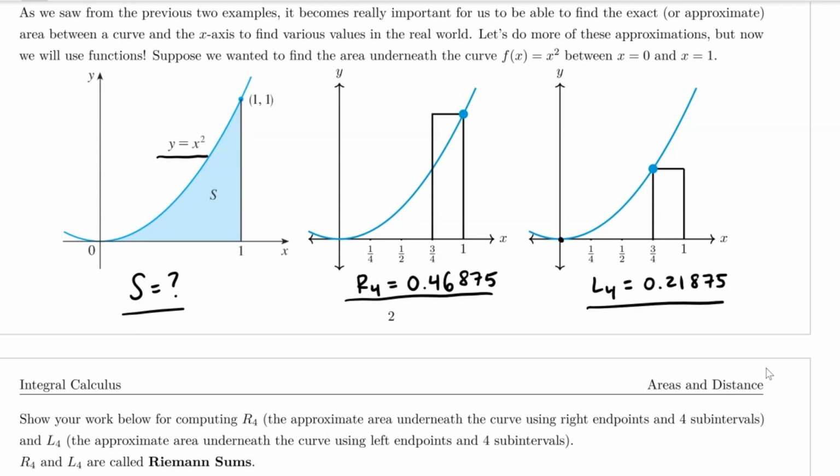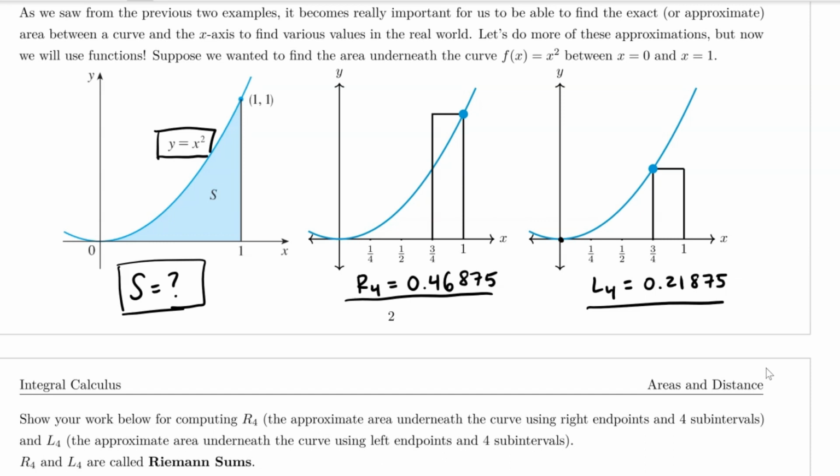In the previous video, we were trying to find the exact area underneath the curve y equals x squared between x equals 0 and x equals 1. We don't really have the tools yet to find the exact area, so we've been approximating the areas using right Riemann sums and left Riemann sums. I'm showing the calculations here. We got R4 is equal to that decimal and L4 is equal to that other decimal. We don't quite know what the exact area S is, so we gave it a question mark, but we know that the exact area is between R4 and L4.